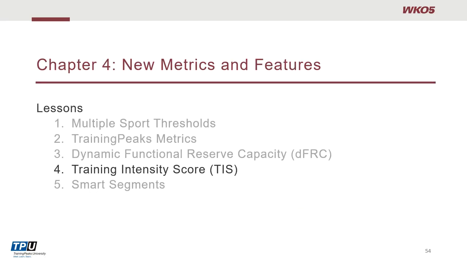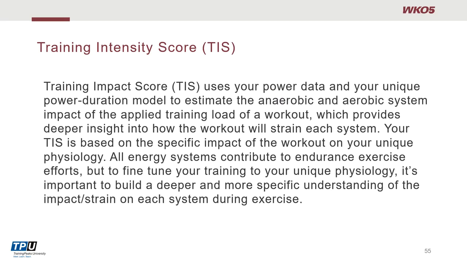Lesson 4, Training Intensity Score, or TIS. Training impact score. I'm sorry, I said intensity score before. Training impact score is what I meant. TIS uses your power data and your unique power duration model to estimate the anaerobic and aerobic system's impact of the applied training load of a workout, which provides deeper insight into how the workout will strain each system.